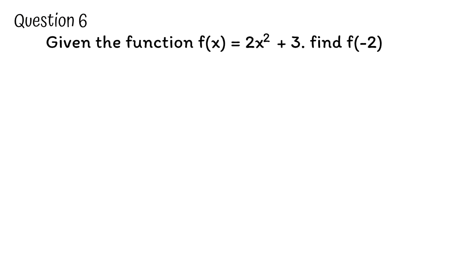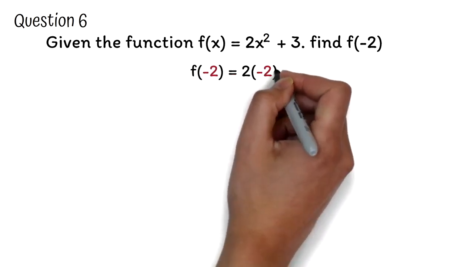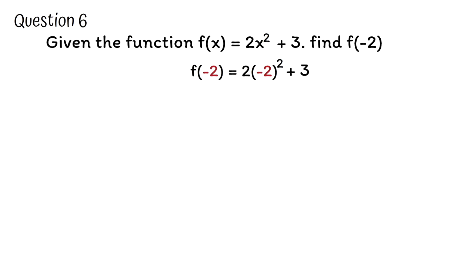Question 6. Given the function f of x equals 2x squared plus 3, find f of negative 2. To find f of negative 2, we need to substitute negative 2 for x in the function. Wherever you see x, just replace it with negative 2. So we have f of negative 2 equals 2 times (negative 2) squared plus 3. Please be very careful when substituting a negative number. I always put it in parentheses. This is to make sure the negative is also squared.